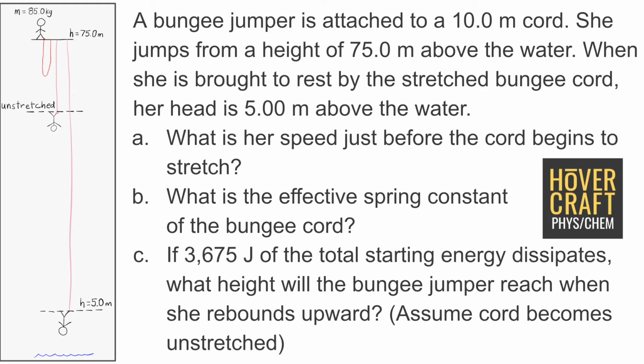The final question asks, if 3,675 joules of the total starting energy dissipates, what height will the bungee jumper reach when she rebounds upward? Assume the cord becomes unstretched. What we're considering here is what height the bungee jumper will reach. We're going to assume she's going to end up somewhere in here between the unstretched height and the beginning height. Energy would be dissipated in a case like this because there's air resistance, there's stretching of an object. All of those things could potentially cause a thermal energy increase. If there was no energy dissipated, the bungee jumper would actually reach a height of 75 meters on the way back up.